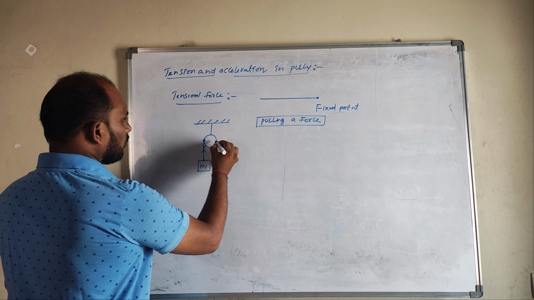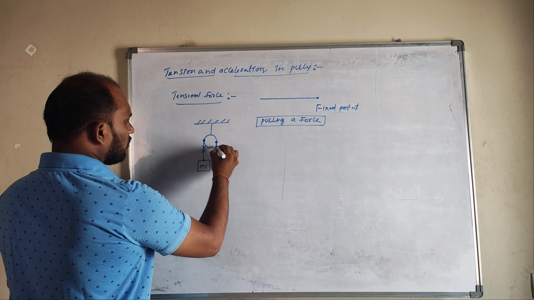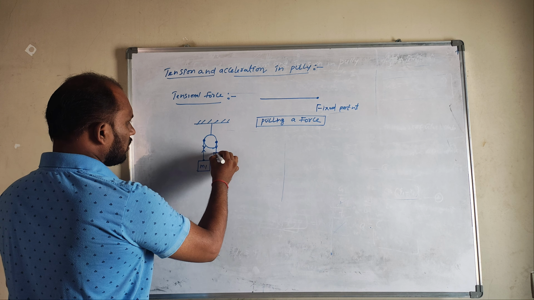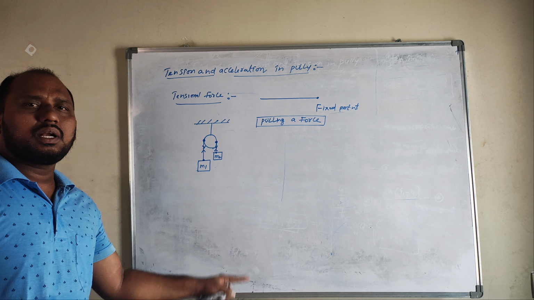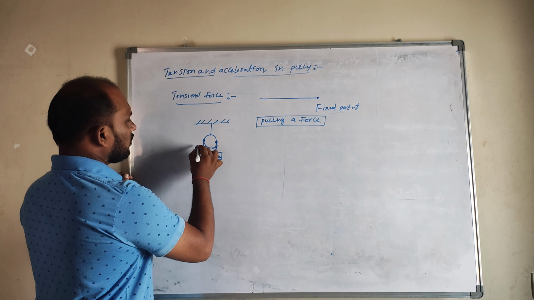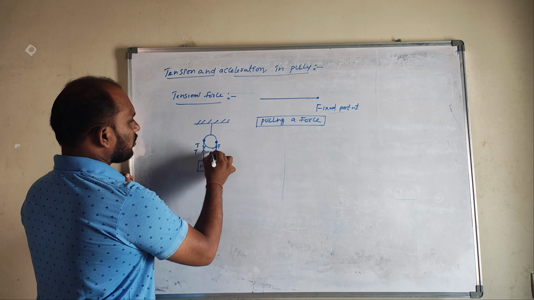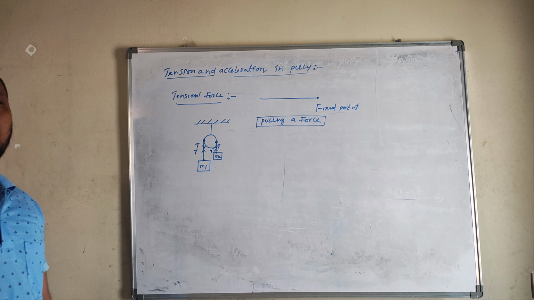This is also a pulling force, this is a fixed point. It is a pulling force. This is a fixed point, it is a pulling force. So this is the same thread, so the tension forces are equal. Let us say this is T, this is also T, this is also T. All are T.